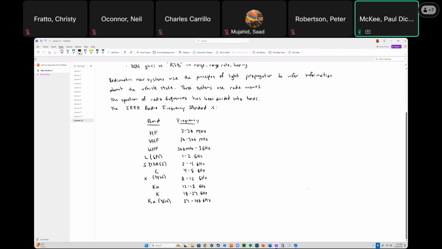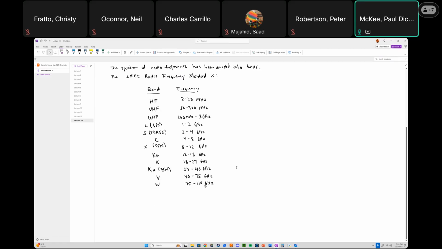Next we have V band, which is 40 to 75 gigahertz. And W band, which is 75 to 110 gigahertz. Chiefly, we'll be working with GPS and DSN for this unit. But just for your awareness, these are the IEEE radio frequency standards.